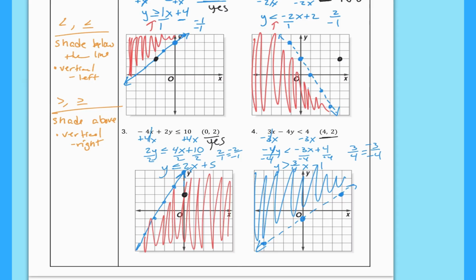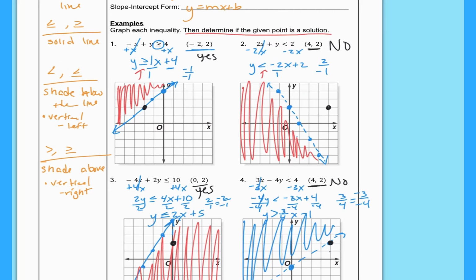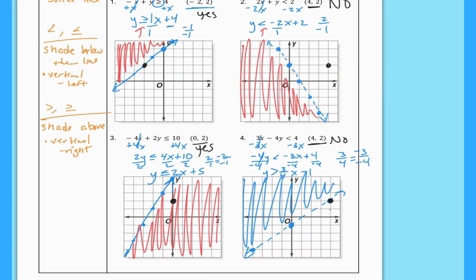So I want to know, is the point 4, 2 a solution? So the point 1, 2, 3, 4, 1, 2, that is on the dotted line. Because it's on the dotted line and the dotted line is not included, then no, this is not a solution. So when it's on a solid line, like number 1, it is a solution. If it's on a dotted line, it is not part of the solution. And then anything in the shaded area will be part of the solution.